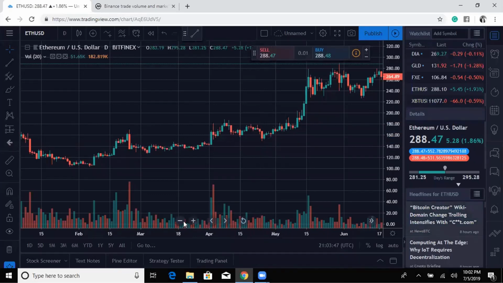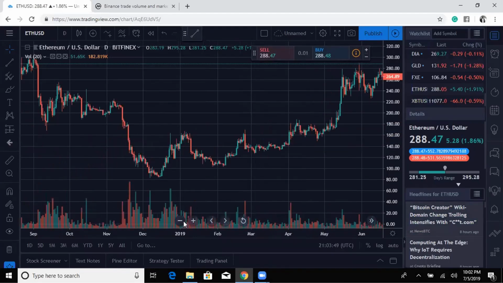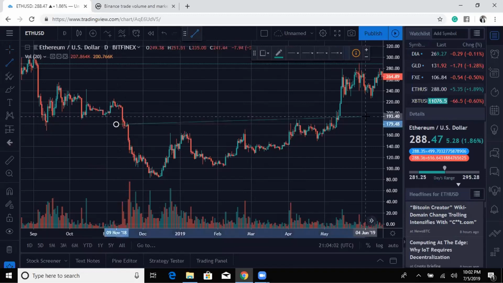What horizontal trend lines are. Okay, this is a perfect example right here. Let me just draw a trend line. Another way you can do that is to draw it somewhere here.